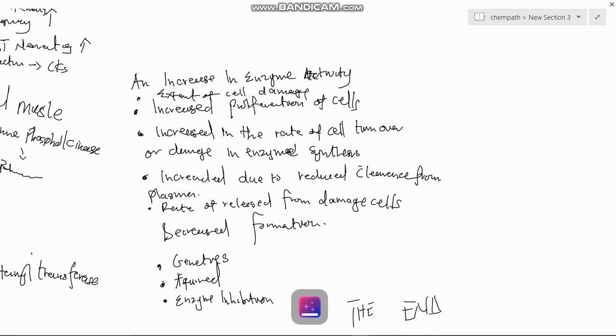Then we have the rate of release from damaged cells. Although some of these cells, when damaged, do not frequently release these non-functional plasma enzymes, some of the dead cells are engulfed by phagocytes, and all the enzymes are digested by lysosomal enzymes. But some ensure that these enzymes are released more frequently, and as they are released, they are predominantly found in the plasma. Decreased formation can also be as a result of genetics, acquired conditions, or enzyme inhibition.